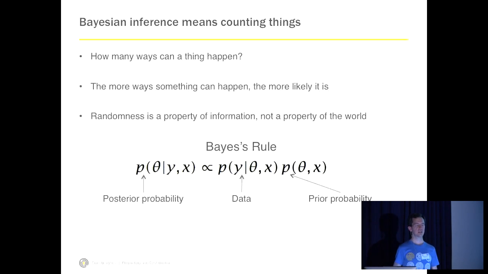And there are tools that will help you codify your knowledge and what that means for the parameters of your model. In particular, you have Bayes' rule. Bayes' rule is pretty simple. You have going in, you have your data, you have your prior knowledge, and coming out, you have the state of the world, your posterior probability.